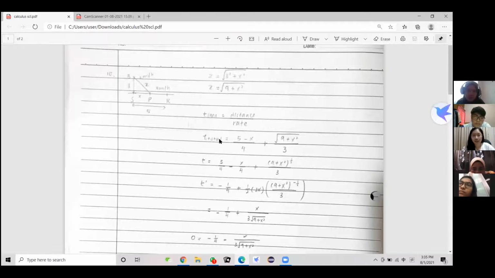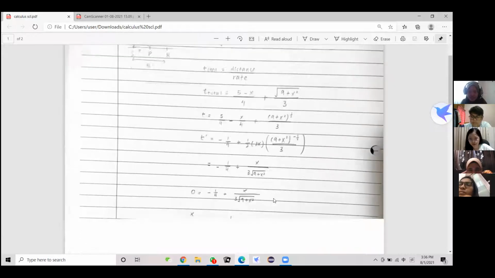So the total time is from the boat to point P and to point R. From P to R, the distance is 5 minus x, and the rate is 4. And for the boat to point P, the distance is the square root of 9 plus x squared, over 3.